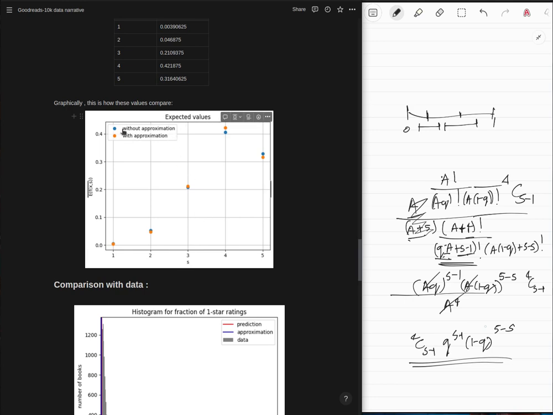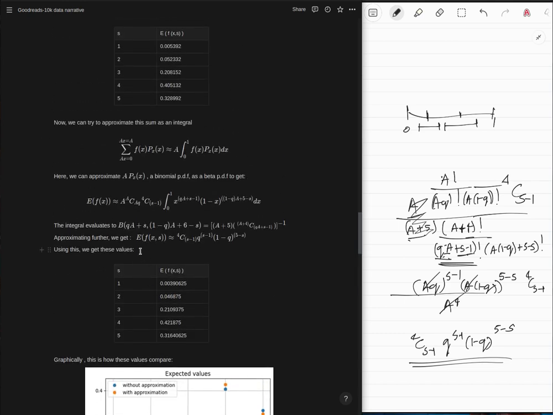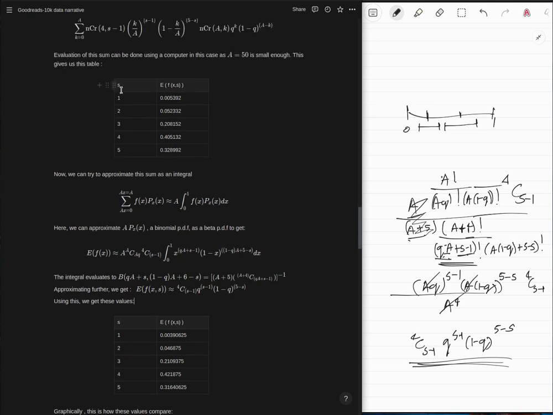Expected values, so without approximation you get these values, which are actually closer to the data, but not that much, in fact, not how we would like. And with approximation you get almost the same thing. Okay, so instead of this expression which you would need a computer to solve, now you get this expression which is doable by hand. And in the end what you want is values. So for s equal to 1, what value will you get? You just get 0.005392 from the original expression.